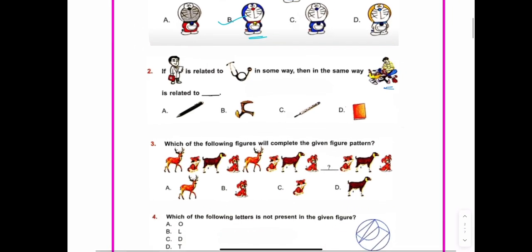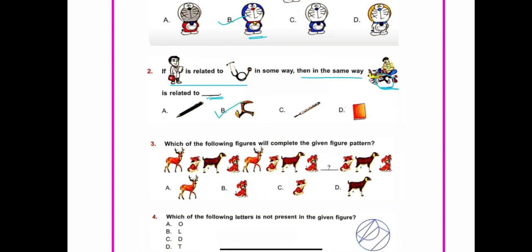Next, question 2: if doctor is related to stethoscope in some way, then in the same way cobbler is related to what? So these are the given four options, and as we can see in the given figure also, there is one shape, and this is the tool of a cobbler that is known as a shoemaker's tripod. So this is option B, which is correct.